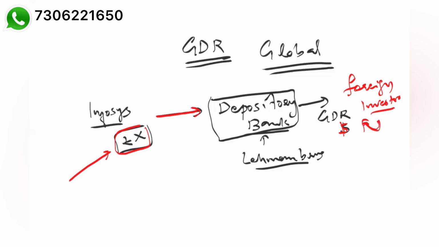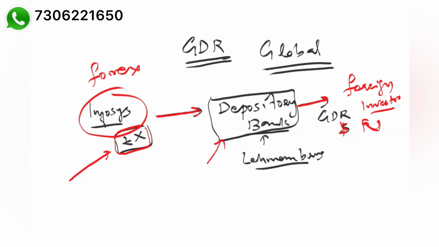So what's the advantage here? Infosys gets more funds. A foreign investor can buy this GDR in dollars, and the depository bank issues its own receipt. That's what a Global Depository Receipt is. The advantage for us is that we get Forex, and it's a kind of PFI.